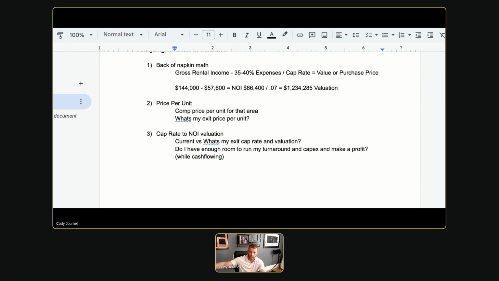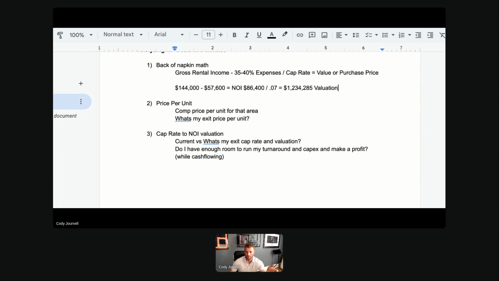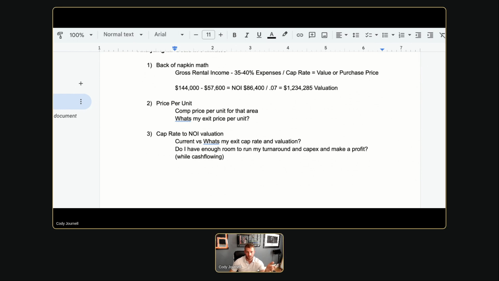But if they want $2 million and your valuation on this back of the napkin math is coming out at 1.2, you better be able to justify why, what you're missing. How is it possible to get a $2 million valuation out of a property that is probably running around 1.2 at a 7% cap rate? They might be trying to sell it at a lower cap rate.